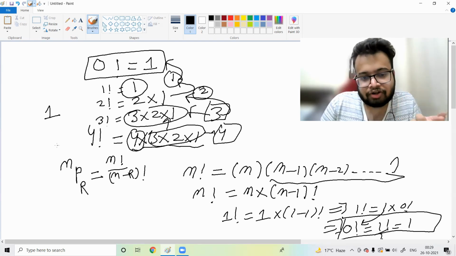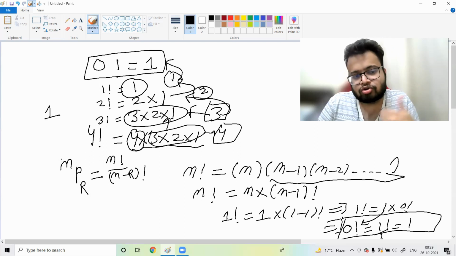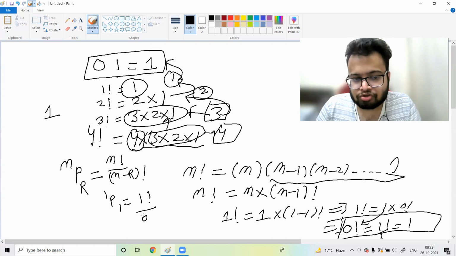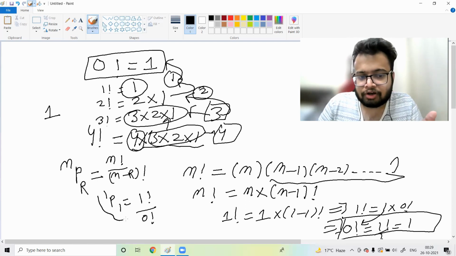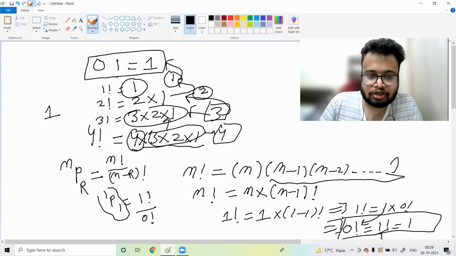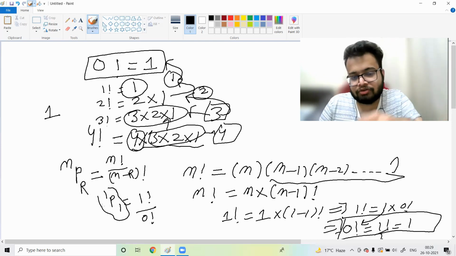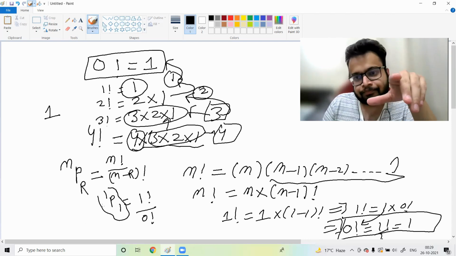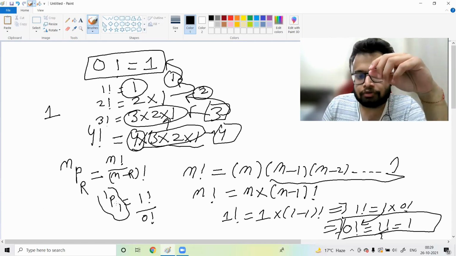So there is only one way to pick that, and to arrange that is also one way. So if I put n = 1 and r = 1, it will be 1P1 = 1 factorial divided by (1 minus 1) factorial, which is 0 factorial. And 1P1, if we see it theoretically, is the number of ways in which I can pick one object and arrange it, right? So it will be one way.